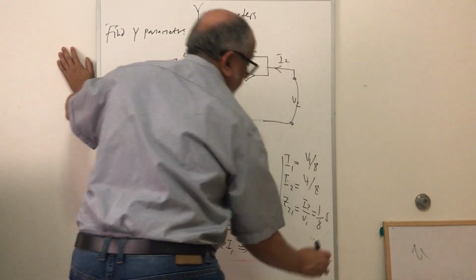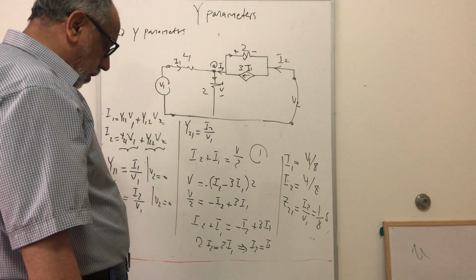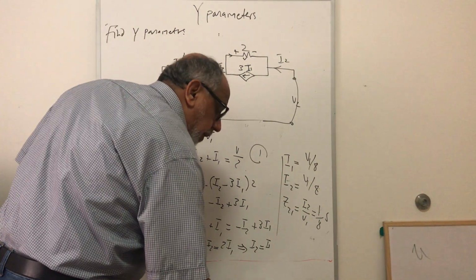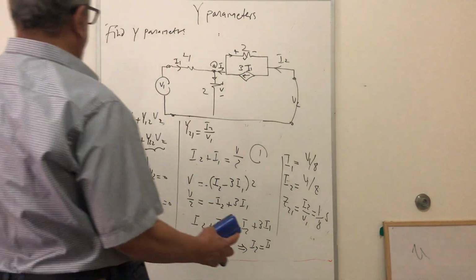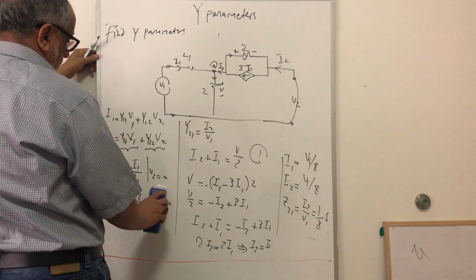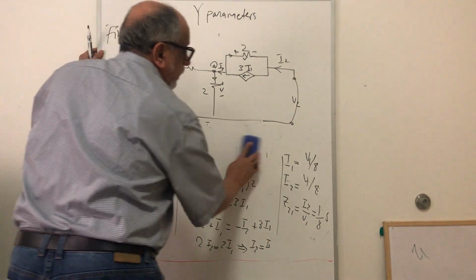Simple. So this is the same thing. So these are the first two parameters here. Great. Now we have to find the other two parameters, which are Z12 and Z22.